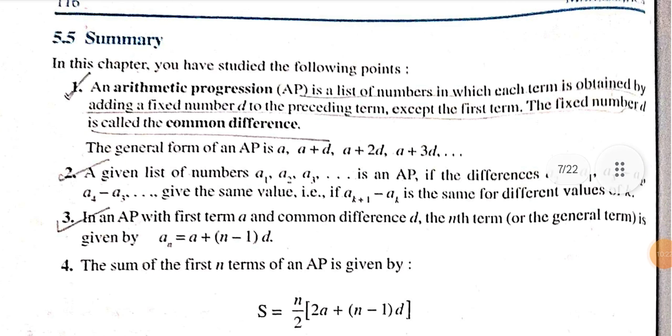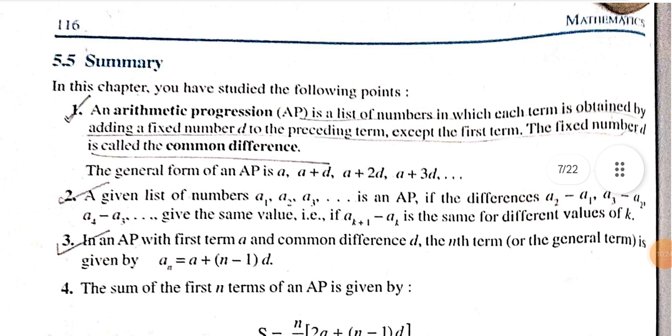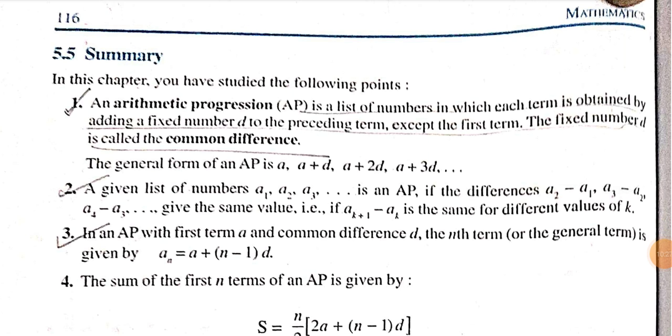Chapter 5. Arithmetic Progression. 5.5 Summary. In this chapter you have studied the following points. 1. An arithmetic progression, AP, is a list of numbers in which each term is obtained by adding a fixed number d to the preceding term, except the first term. The fixed number d is called the common difference. The general form of an AP is a, a plus d, a plus 2d, a plus 3d and so on.